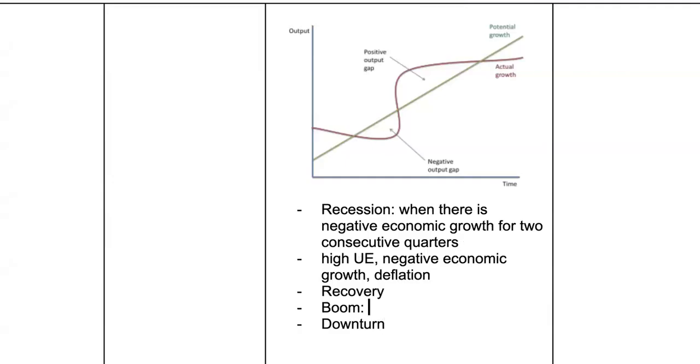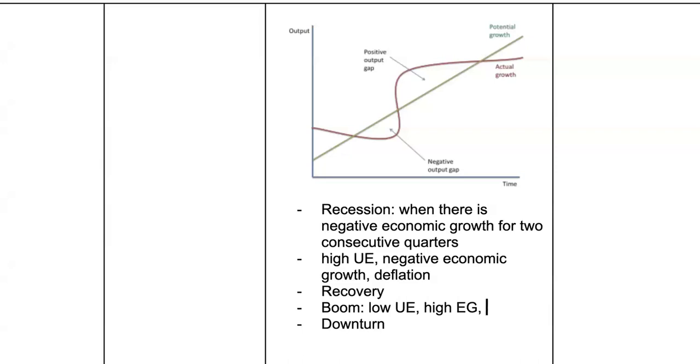In a boom, what's unemployment going to be like? Low. Yeah, because there's lots of confidence, lots of spending, and therefore lots of jobs available because people need to buy stuff, so firms need to make stuff, so firms are going to hire people. Economic growth is going to be high.